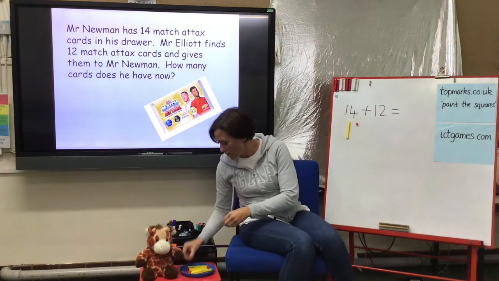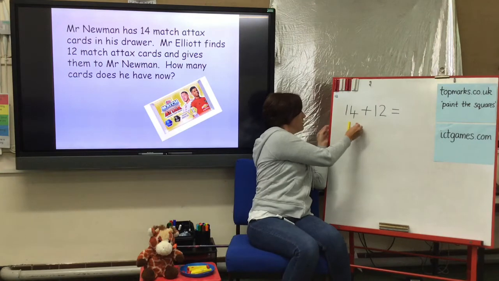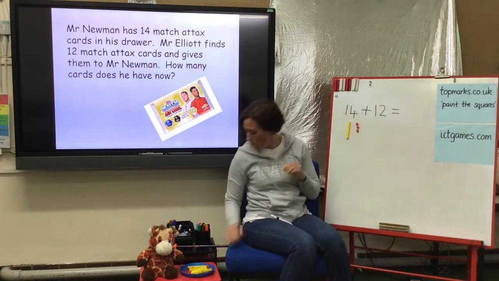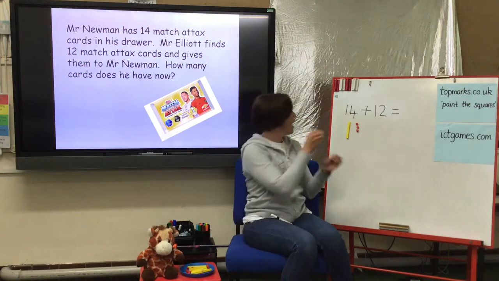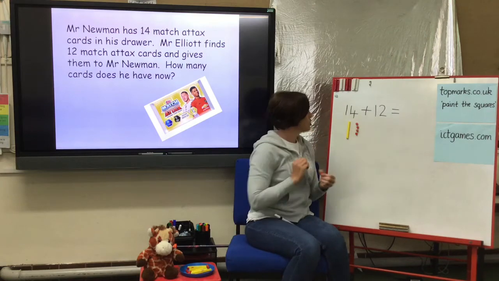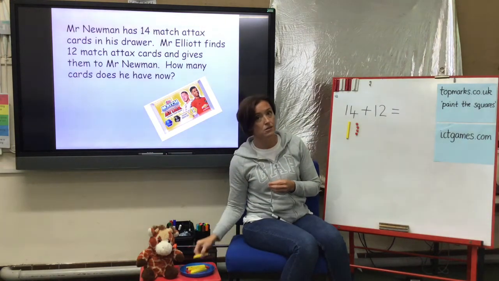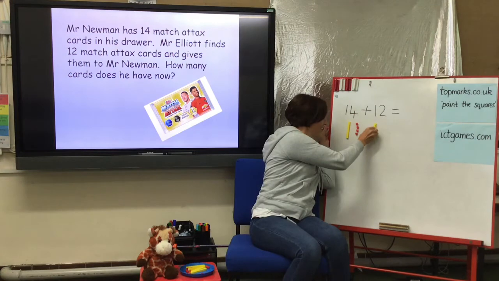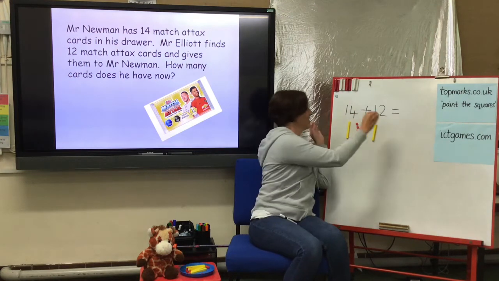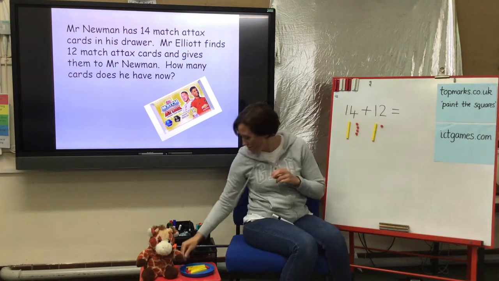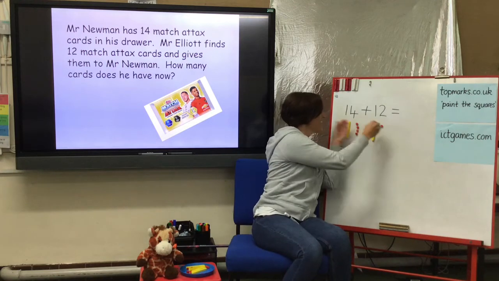4 1s, so I can put those up. 1 10 and 4 1s. And adding 12, how many 10s? 1 10. And how many 1s? 2 1s. Well done. Okay, so now that's nice and easy, isn't it?